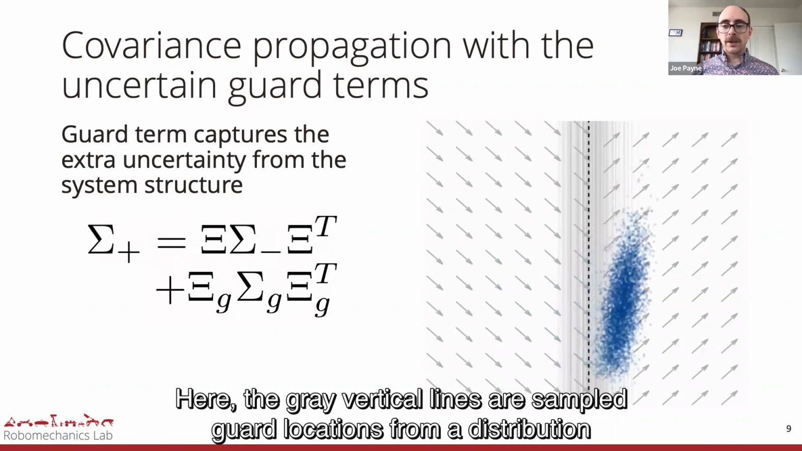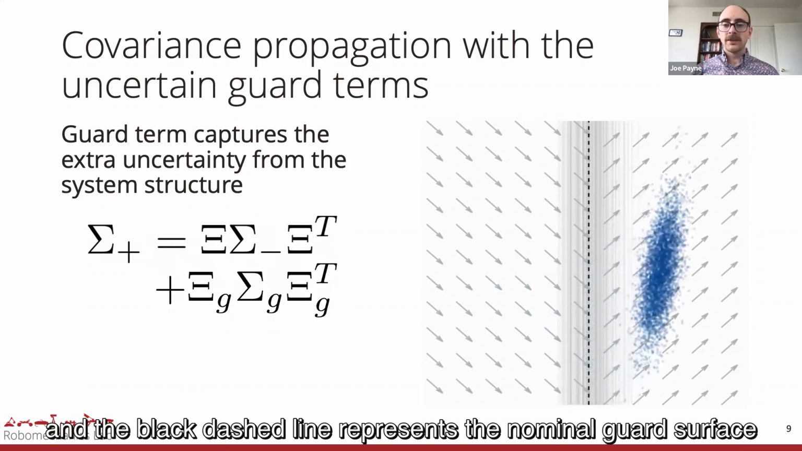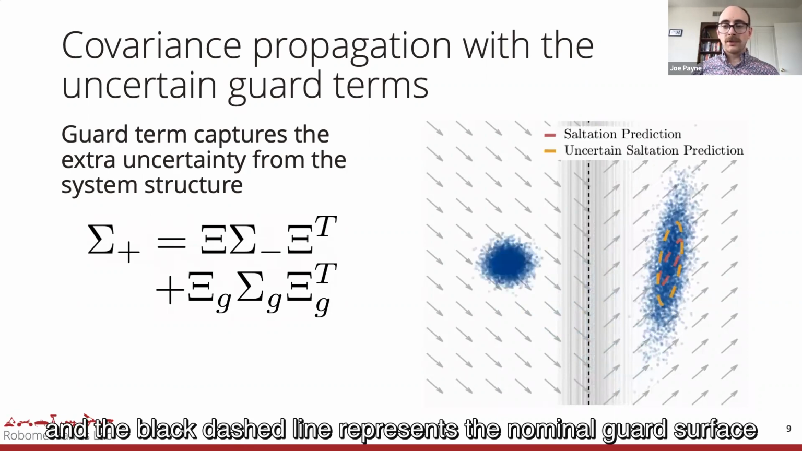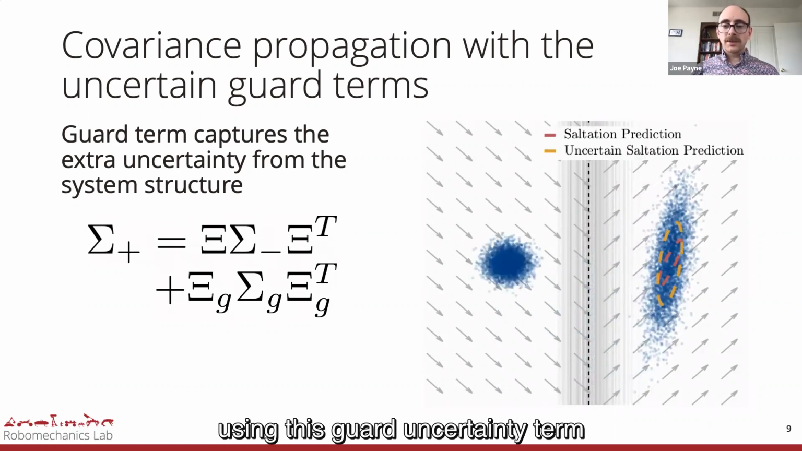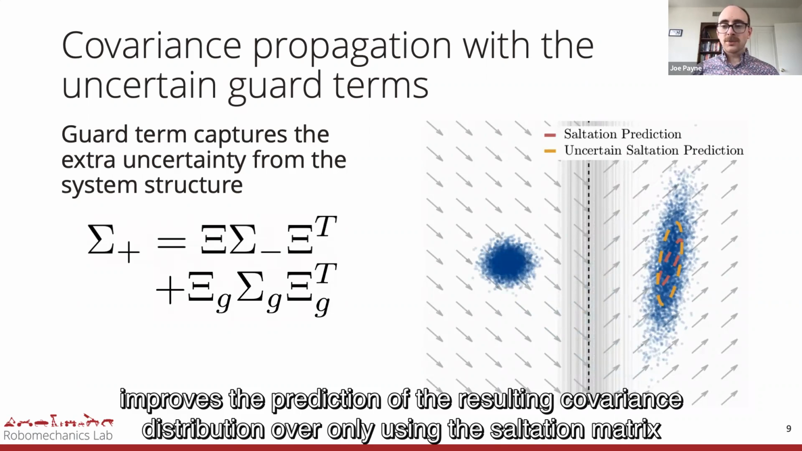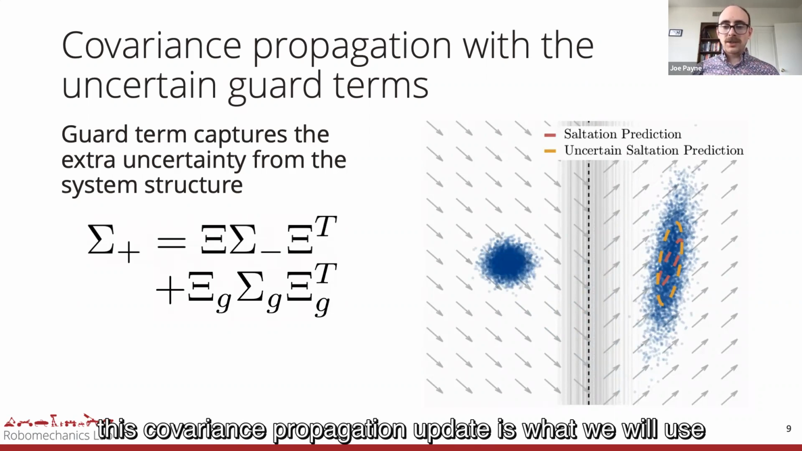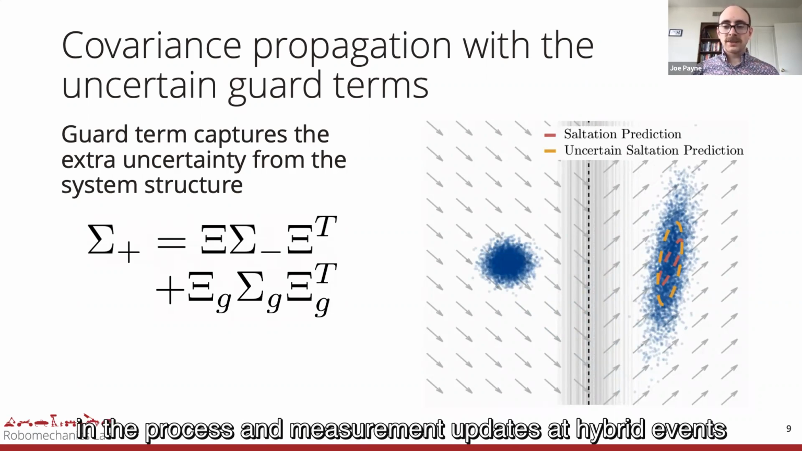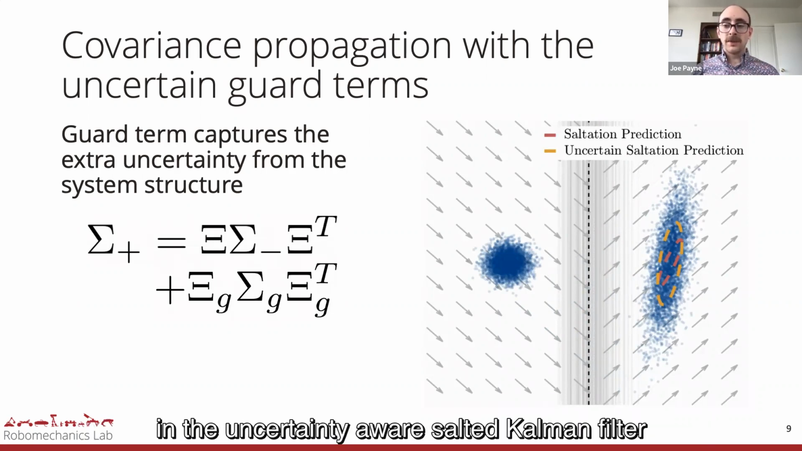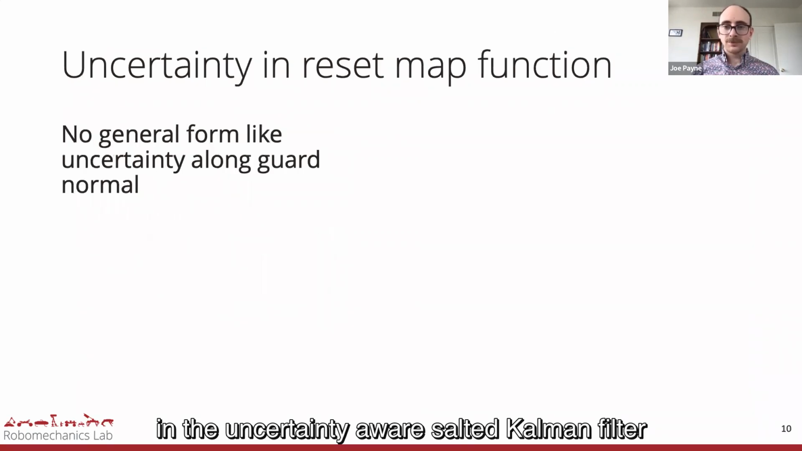Here, the gray vertical lines are sampled guard locations from a distribution, and the black dashed line represents the nominal guard surface. Using this guard uncertainty term improves the prediction of the resulting covariance distribution over only using the saltation matrix. This covariance propagation update is what we will use in the process and measurement updates at hybrid events in the uncertainty-aware Salted Kalman filter.